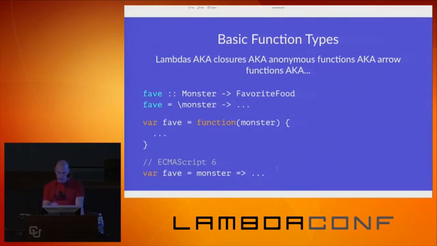And of course, if you know JavaScript, you already know how to do this. In the current version of JavaScript, you just do a var fave and then you assign it to this anonymous function. This anonymous function is actually a lambda, and it's a value. It is a function that is a value. And in ECMAScript 6, the declaration looks much more like it does in PureScript because you're able to remove all this extra noise and just say monster maps to something.